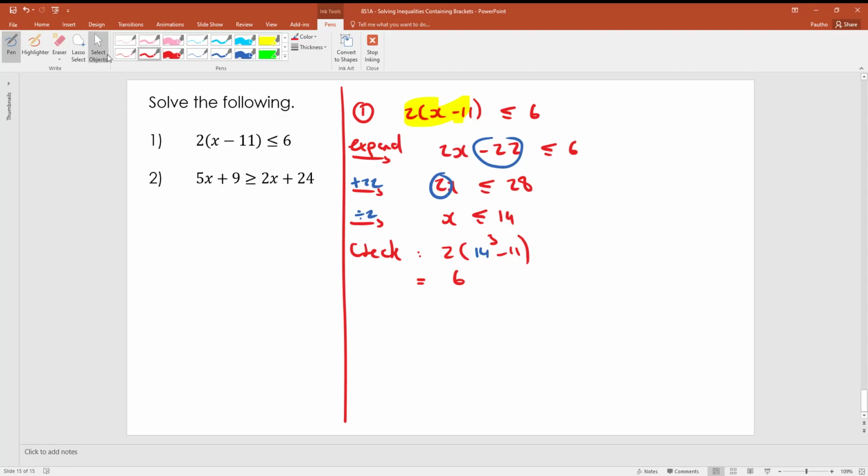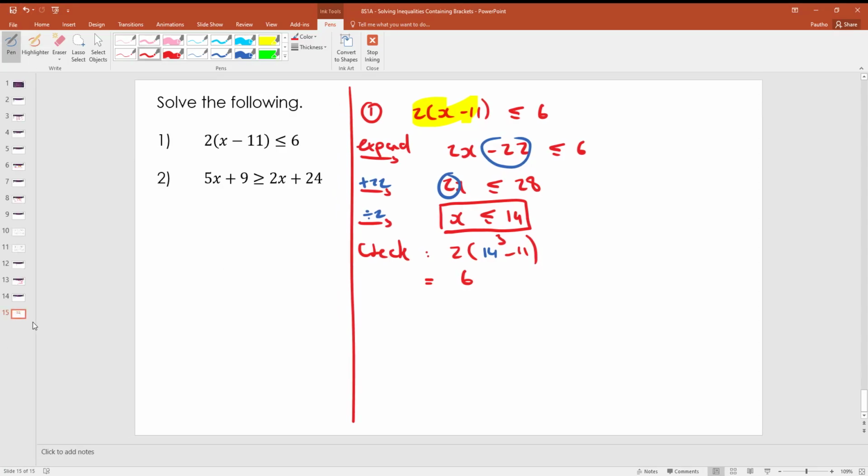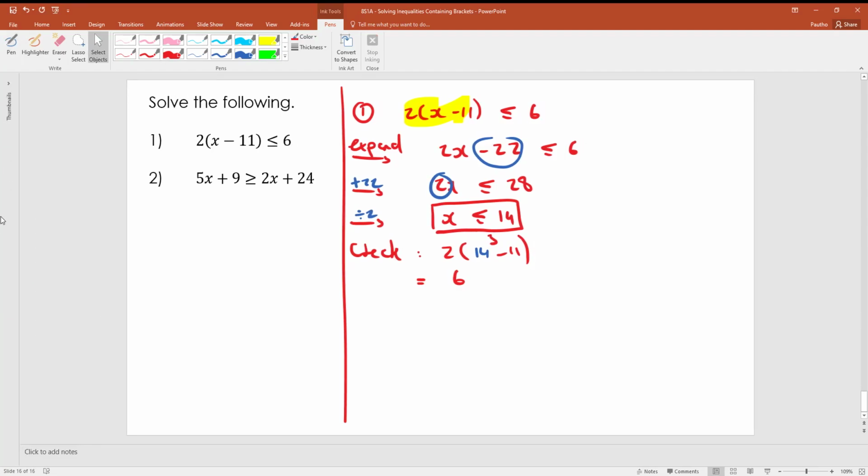But my x is less than 14. So for this one, let me box it to make it stand out. x is less than or equal to 14. Okay, that one's done. And question 2, I might just very quickly copy the slide over to make it a bit easier to read. Means I can get rid of this now.